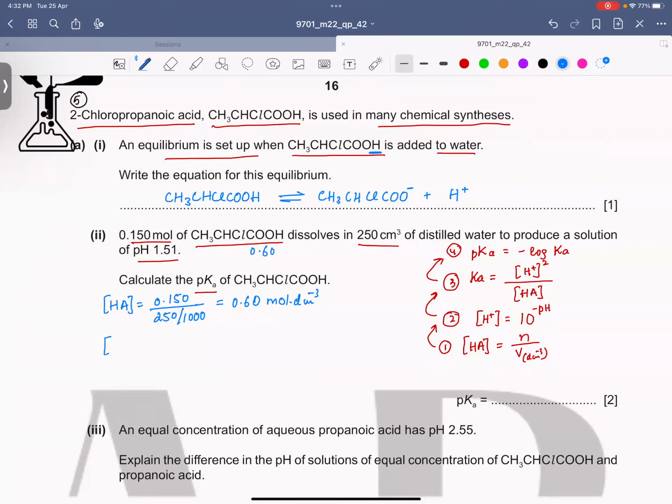Then we have to find the concentration of hydrogen ions, which is equal to 10 raised to the power minus pH, and the pH value is 1.51. Can anybody calculate it and tell me the answer? Okay, Sarah, 0.0309. Now I've got these two values. Now I would find the Ka. Ka is equal to 0.0309 squared over 0.060.